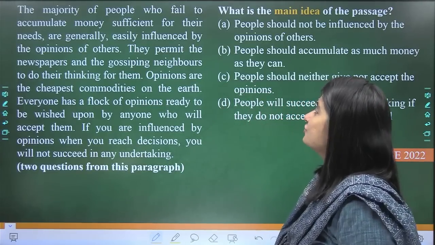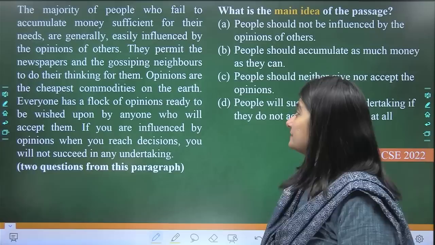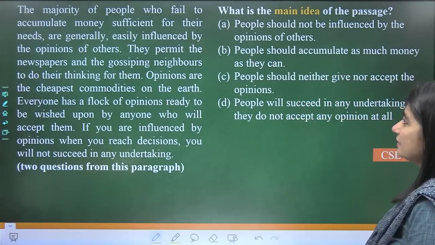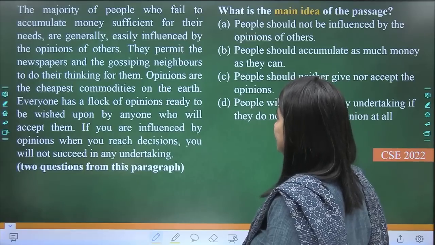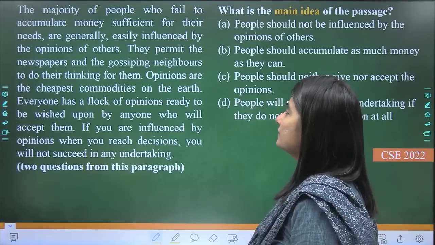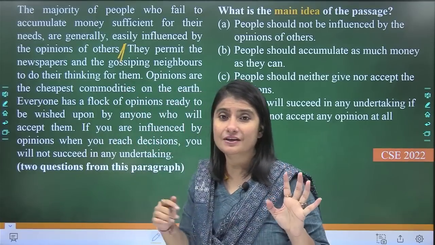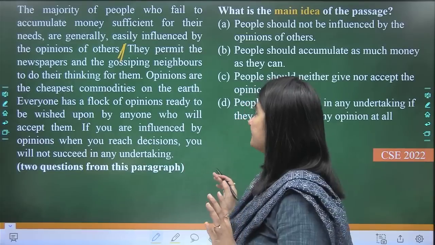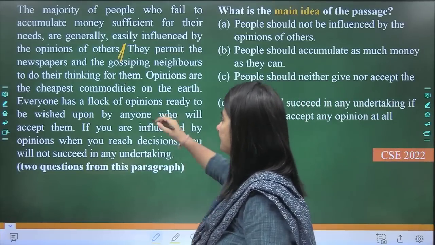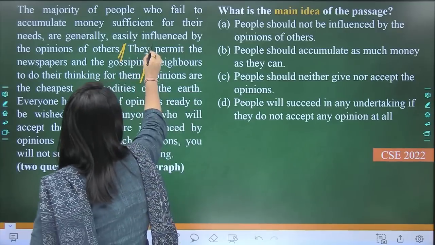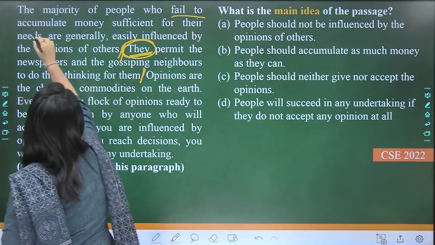Let's read. The majority of people who fail to accumulate wealth, oh my god, this is one of my favorites, accumulate money sufficient for their needs, are generally easily influenced by the opinions of others. So what is it saying? People who don't have enough money are influenced by the opinion of others. They permit the newspaper and the gossiping neighbors to do the thinking for them. Now, who are these 'they' that we are talking about? People who fail to accumulate money.